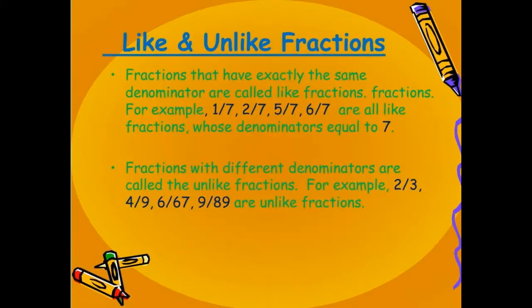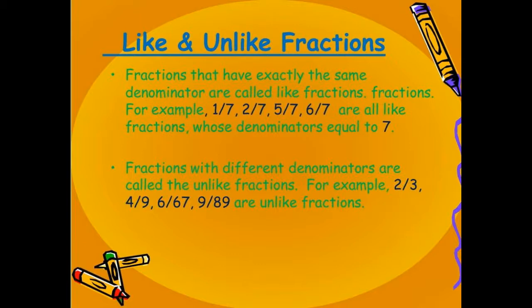Like and unlike fractions. Fractions that have exactly the same denominator are called like fractions. Examples: 1 by 7, 2 by 7, 5 by 7, 6 by 7 are all like fractions because the denominators are equal to 7.